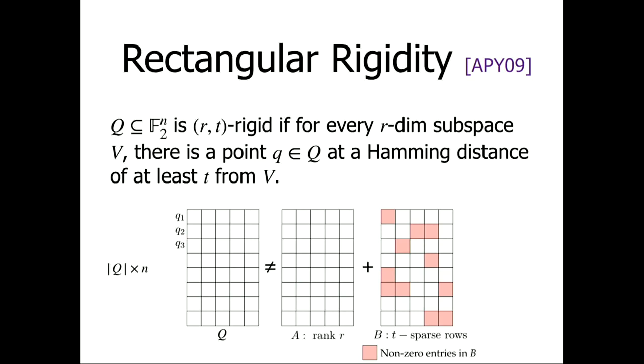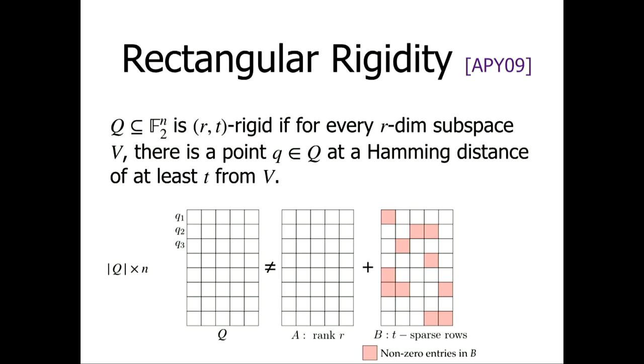And formally, what we want is we call a set (R, t)-rigid if for every r-dimensional subspace V, there's a point in the set that's at a Hamming distance of at least t from V. Okay, so this matrix that corresponds to the set, if you write it down, you cannot express it as a sum of a rank R matrix A plus a matrix B that is t-sparse.